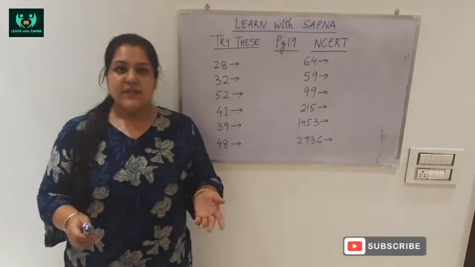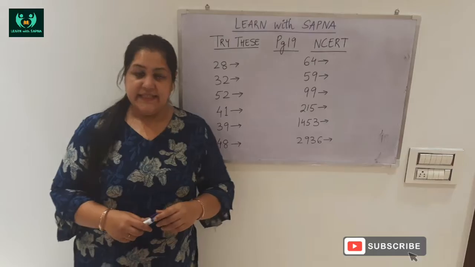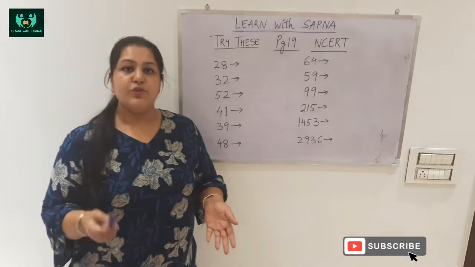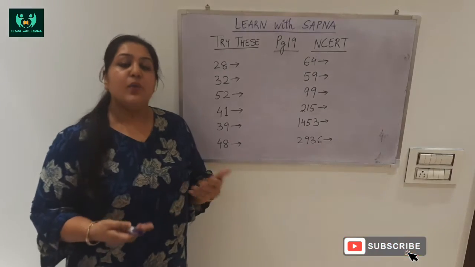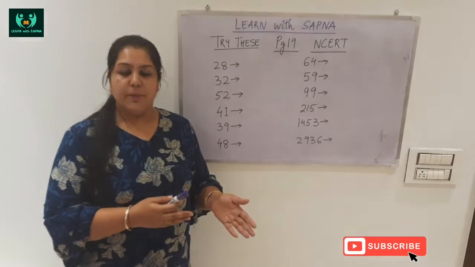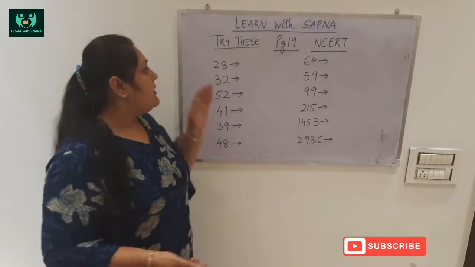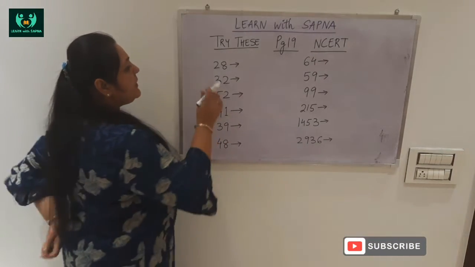Let's begin with try these questions on page number 19. In these questions we are told to round off the number to the nearest 10. What does rounding off mean? As we have seen in the topic, we have to get close to the nearest 10th possible. So let's see with the examples.